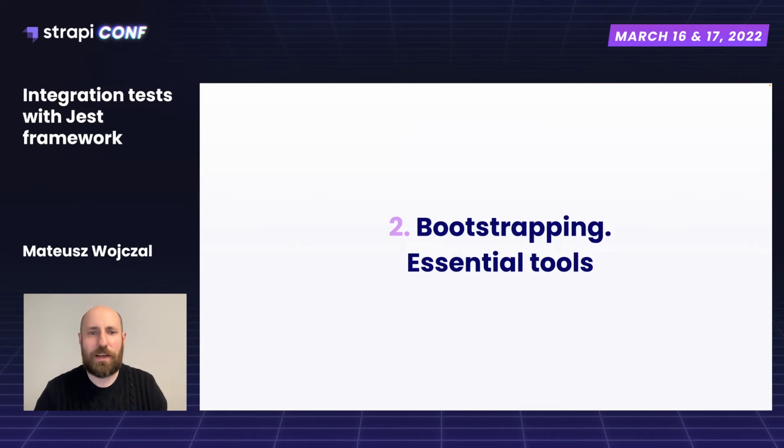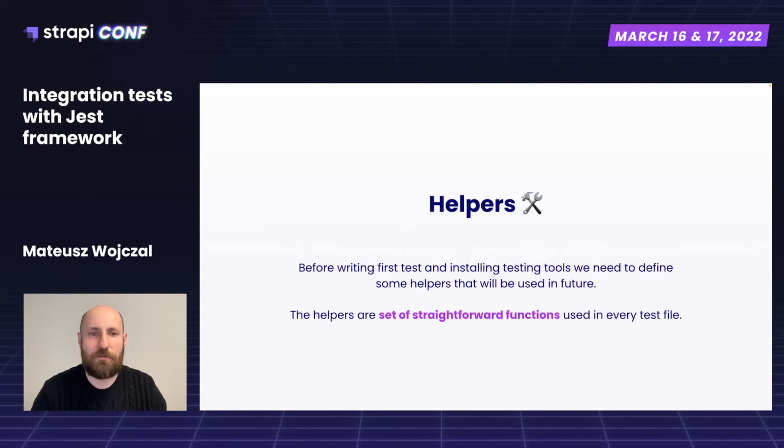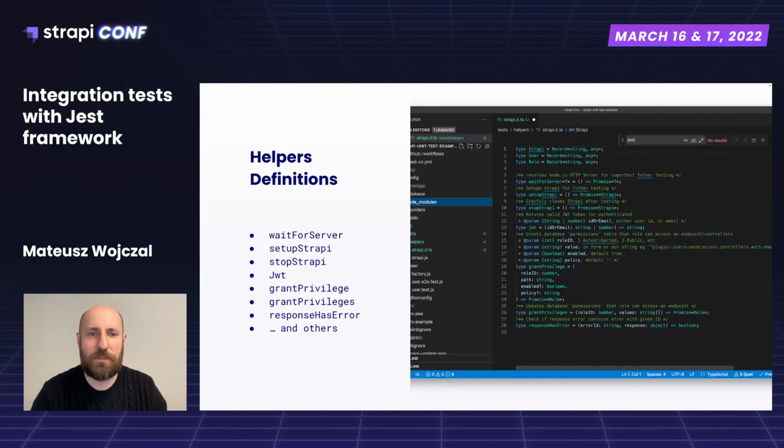Before we can write tests, we need some bootstrapping, and by bootstrapping I mean writing essential tools before we can write tests. I'm calling those helpers, but it's not a fortunate name. We can call it something else. But the idea is to have some tools that are required to run tests and that are quite helpful. Those are just sets of straightforward functions used in every test file.